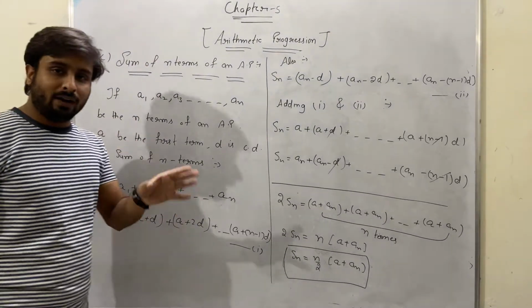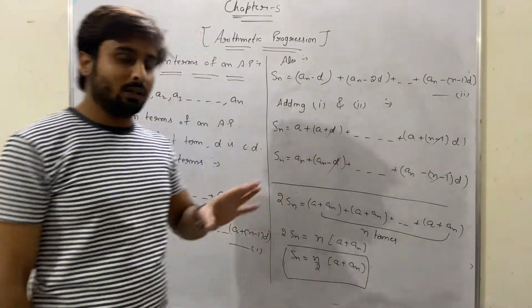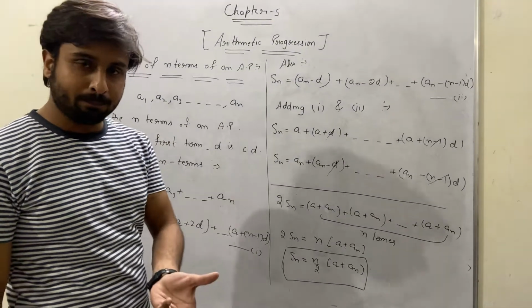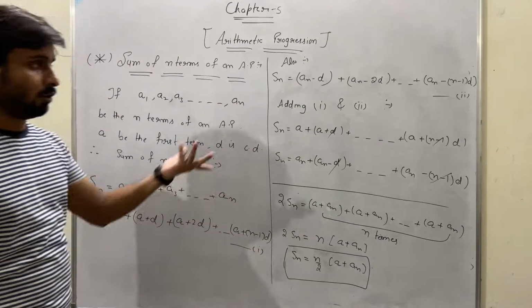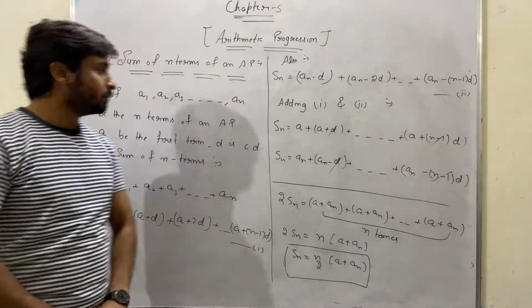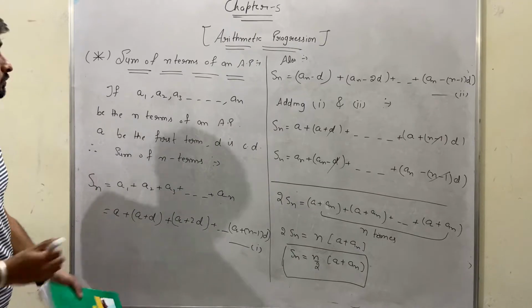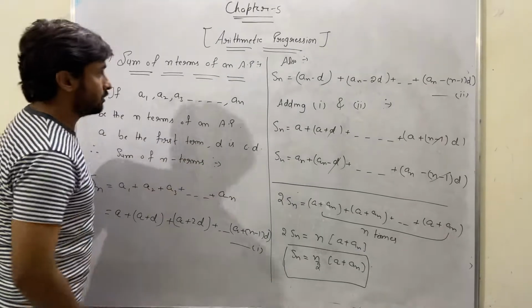First of all, to find the sum of an AP, you have to understand from where the formula came, right? You don't have to memorize it. You just see how the formula came. How can we find the sum of an AP? So first of all, I have already written. I'll just make you understand.